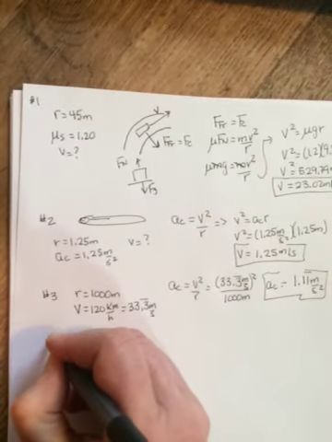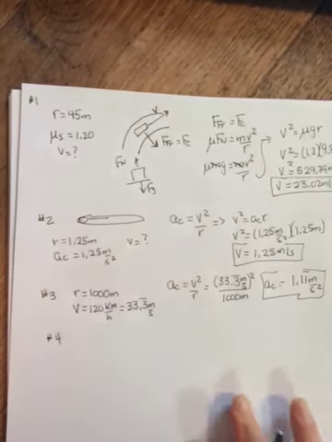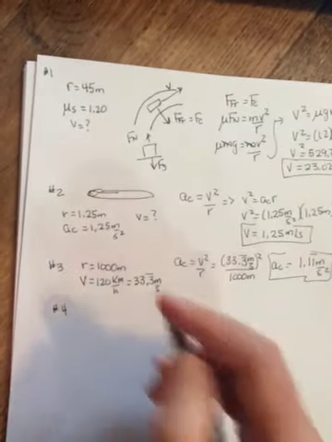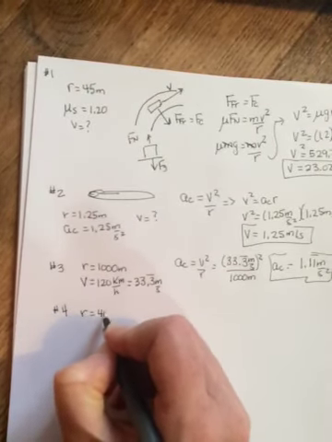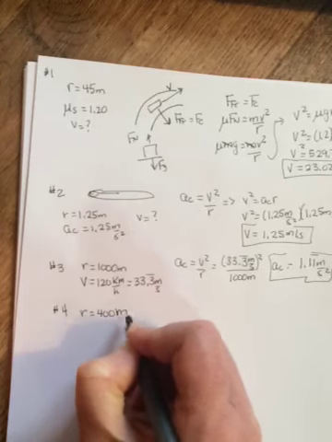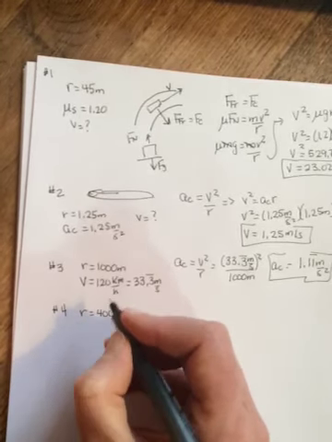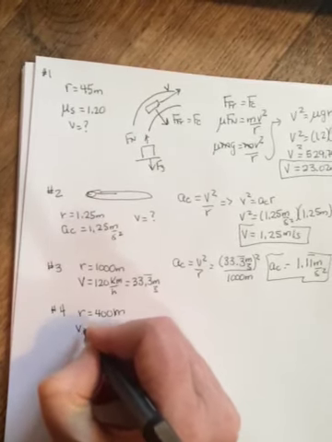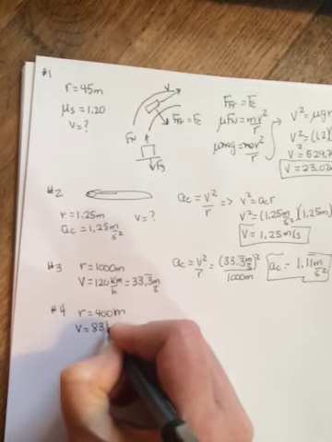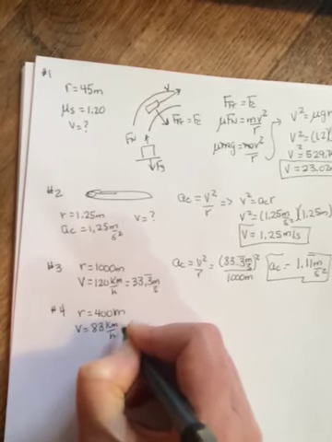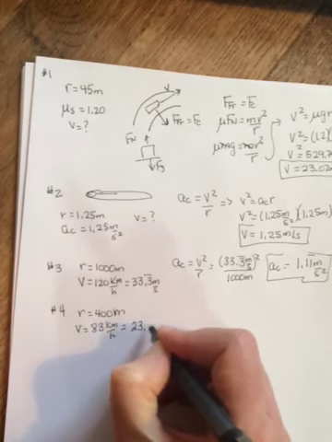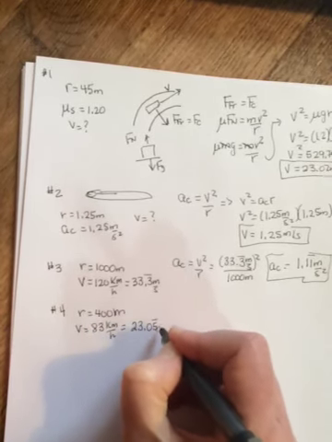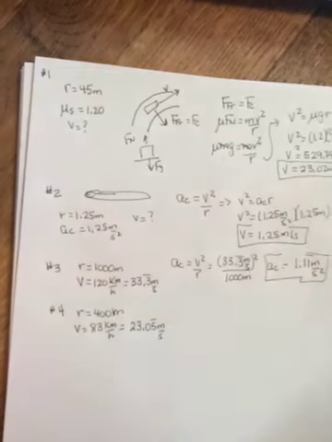Number 4 says a car enters a circular curve with a radius of 0.4 of a kilometer. So in other words, 400 meters at a constant speed of 83 kilometers per hour. So v is 83 kilometers per hour. When you switch that to meters per second, it's 23.05, I believe, with the 5 repeating.